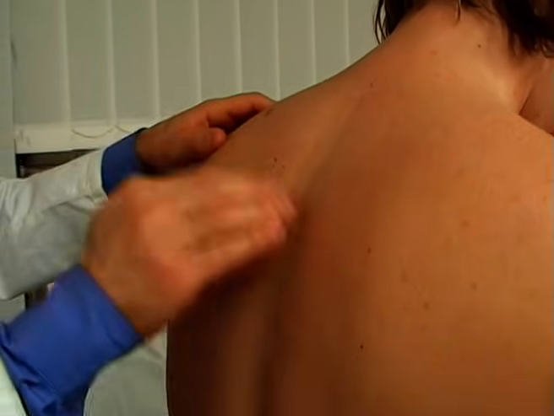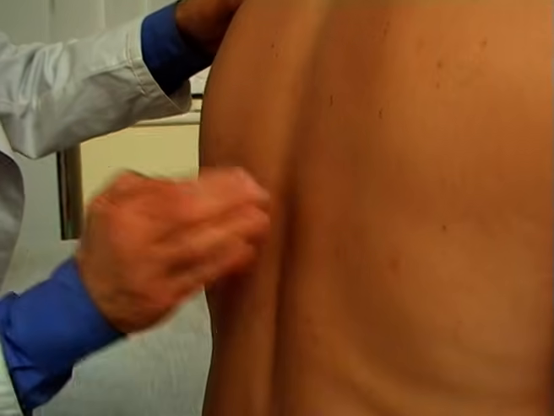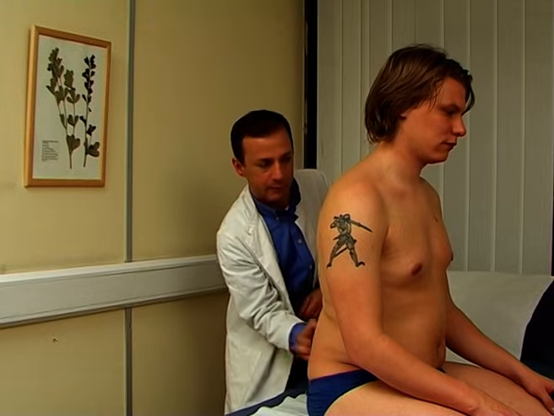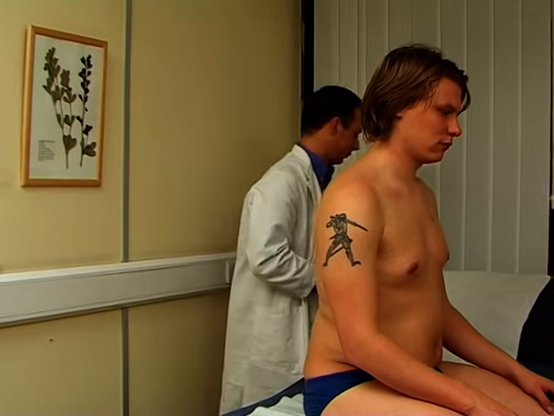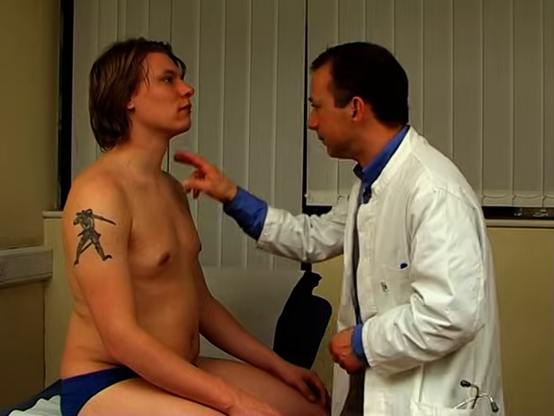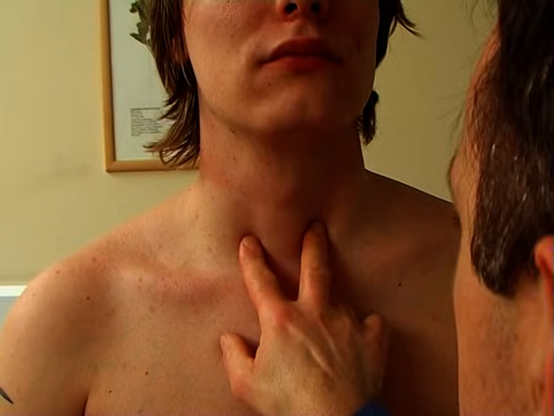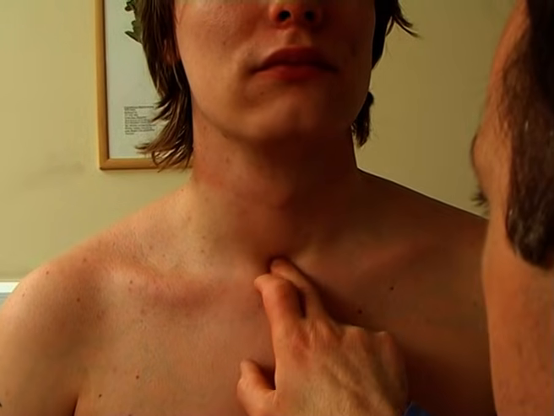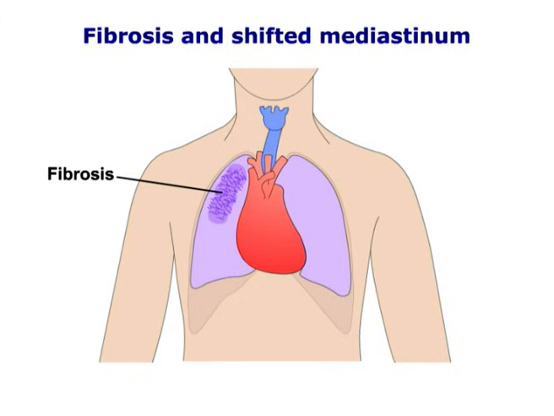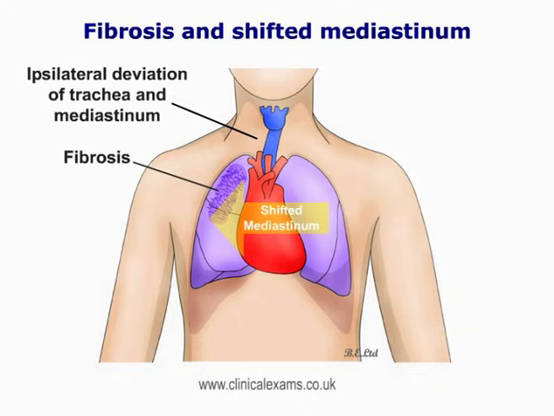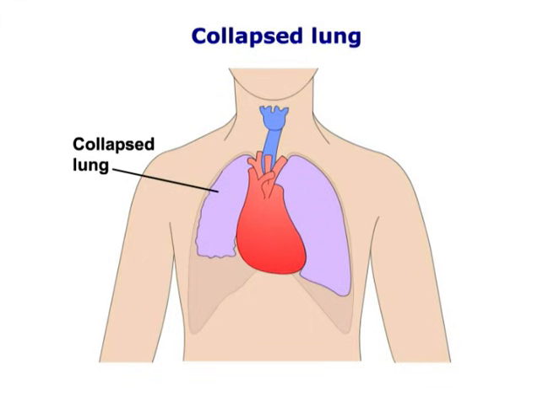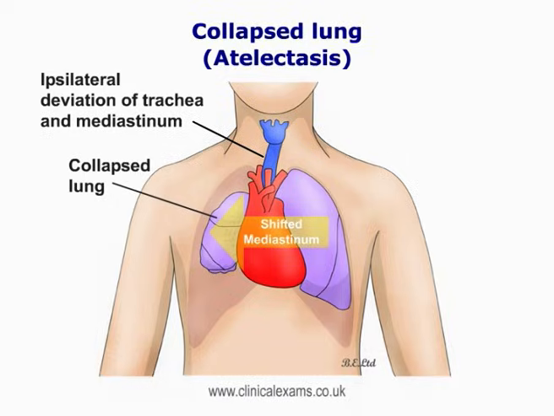Alternatively, briskly tap over the spinous processes for tenderness. Palpate the trachea to determine whether its position is central, and with one finger, gently feel its position at the sternal notch. The trachea may be displaced laterally. Fibrosis pulls the mediastinum towards the lesion. Similarly, a collapsed lung pulls the mediastinum towards the lesion.